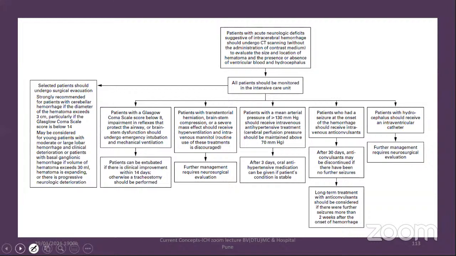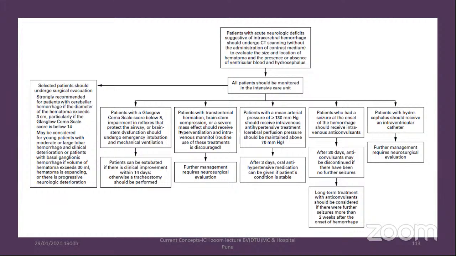So all patients should be monitored in an intensive care unit, and if the patient's GCS is below 8, he has to be intubated and put on mechanical ventilation. If there is clinical improvement within 14 days, you can extubate, or you have to do tracheostomy in these patients. And in other cases, which we have already said, long-term anticonvulsant should be considered if there are further seizures more than 2 weeks after the onset. Immediate seizures may also be followed by late seizures, but late seizures are likely to recur more often. So you have to start anti-epileptic drugs, which we have already discussed.